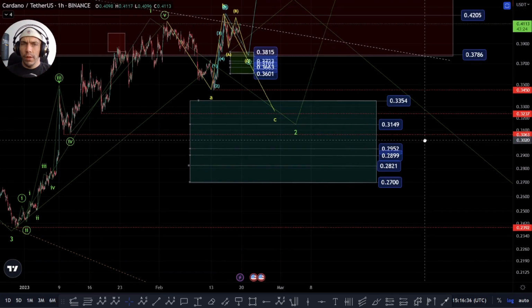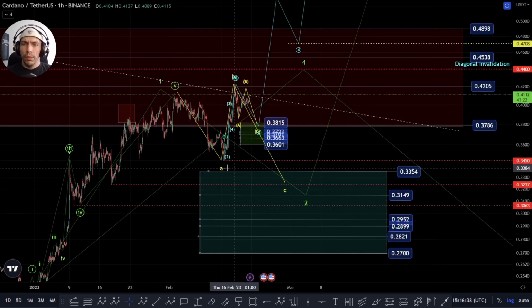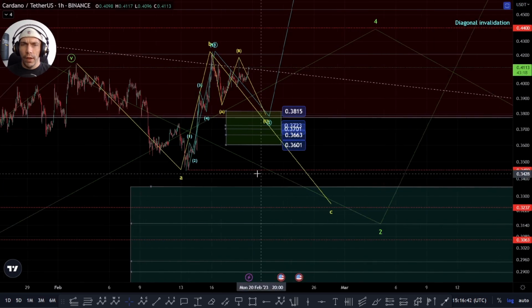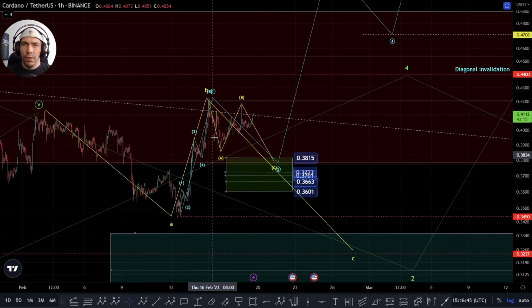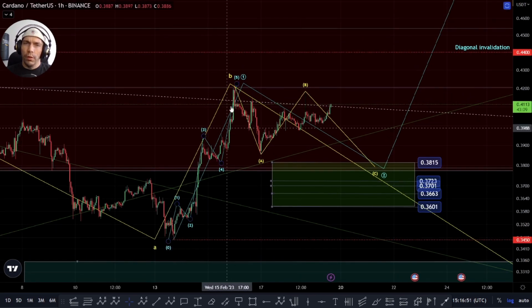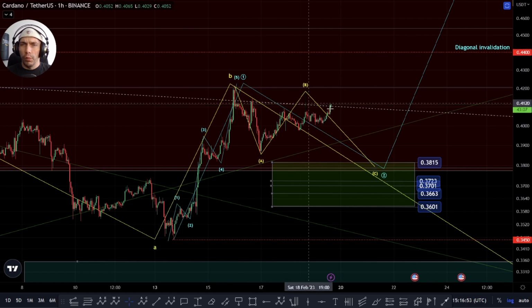So primarily with ADA, I was looking for the potential to actually come back down one more time for the C leg. And it's not invalidated. The problem is that we do seem to have a 5-wave structure here to the upside, and we can count this in a couple of ways. So I was initially looking at the potential that this could be a 4th wave within here, but the problem is it's actually gone too big.